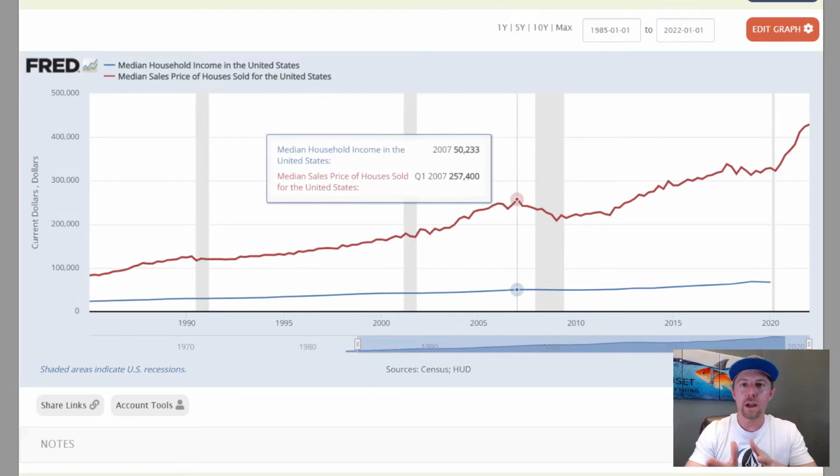$257,000. Now, the way you calculate the price to income ratio is you simply take the median sales price and you divide it by the median household income. If you do that, the actual price to income ratio there is 5.14, meaning if you have a $50,000 median household income, the average sales price is 5.14 times that amount.